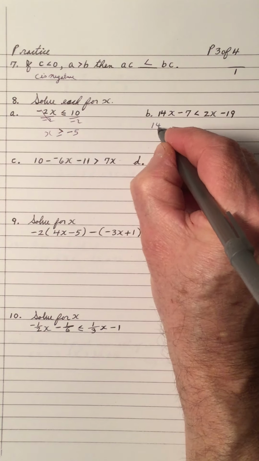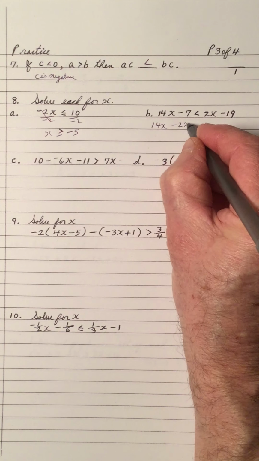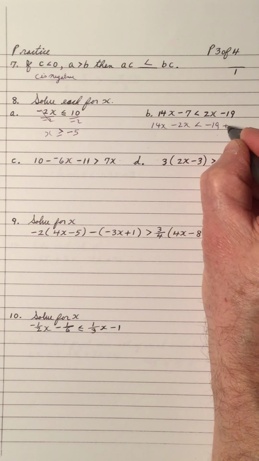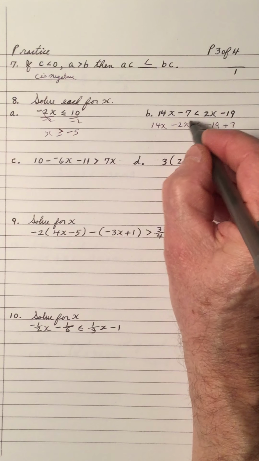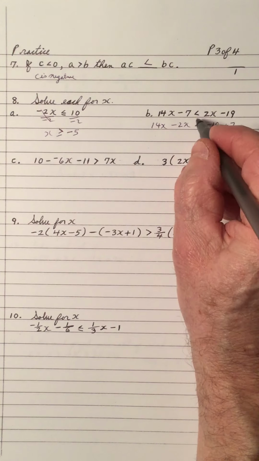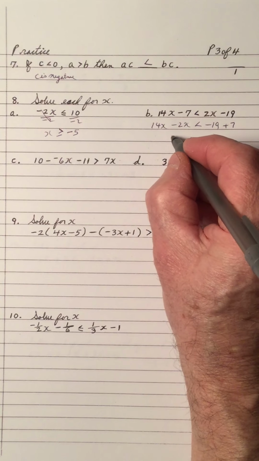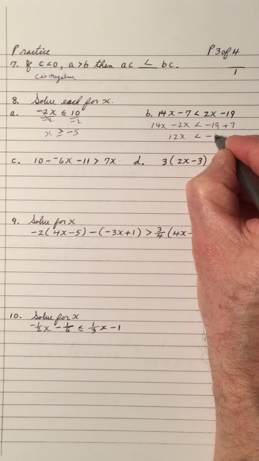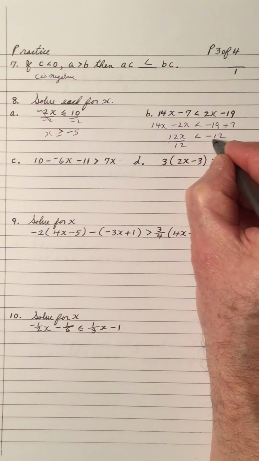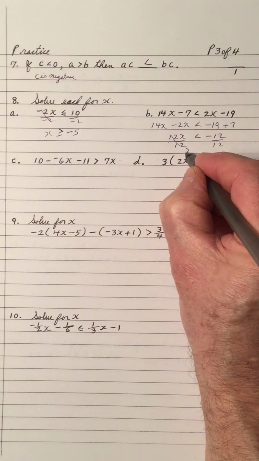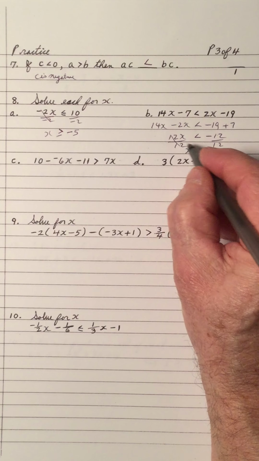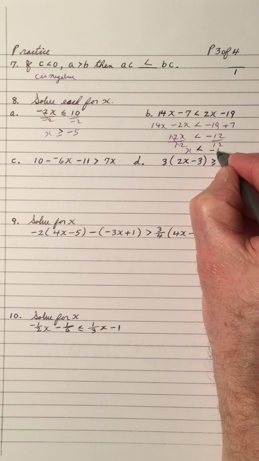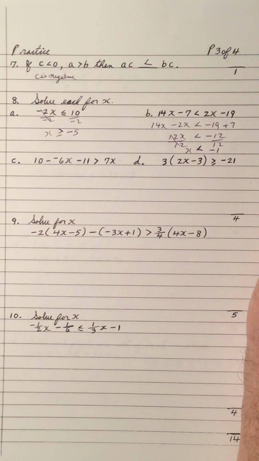All x's go on the left side the way I do it. We move it over, make it negative. All the numbers go on the right side. When you move it, the positive becomes a negative, the negative becomes a positive. X is on the left, numbers on the right. That gives me 12x is less than -12. And I divide each side by 12. Cancels x's. Because I'm dividing by a positive number, the inequality doesn't change. So I get a -1. So x is less than -1.